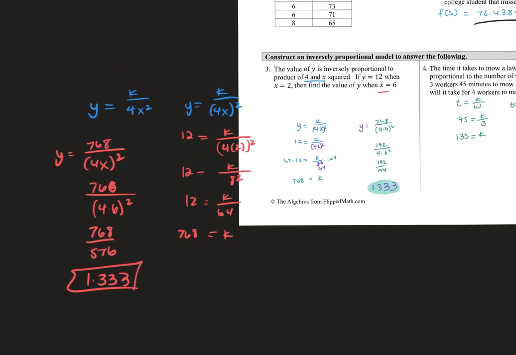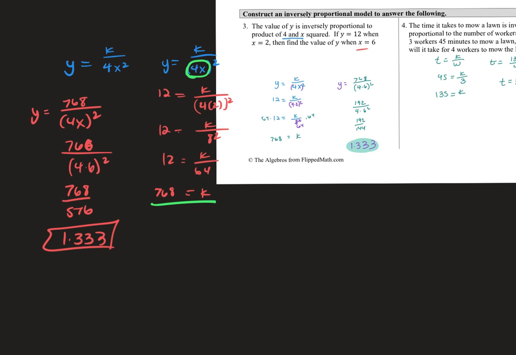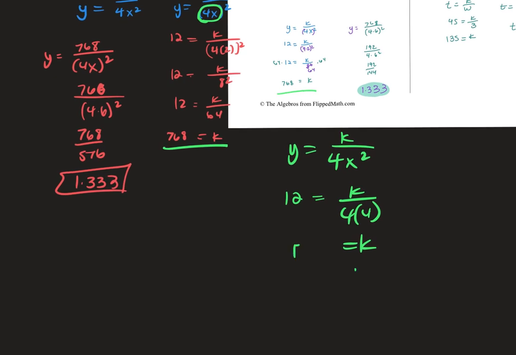So it depended on how you set up the first time. If you did 4 times x squared and the 4x was inside the parentheses, k was 768. If you did 4 times x squared and 4 not inside the parentheses, then you would have gotten 12 equals k over 4 times 4, k equals 12 times 16. Does it matter if you put it before? It actually didn't. You got the same answer.